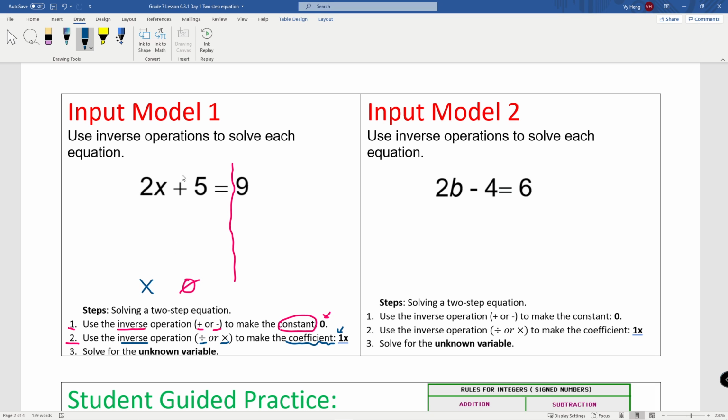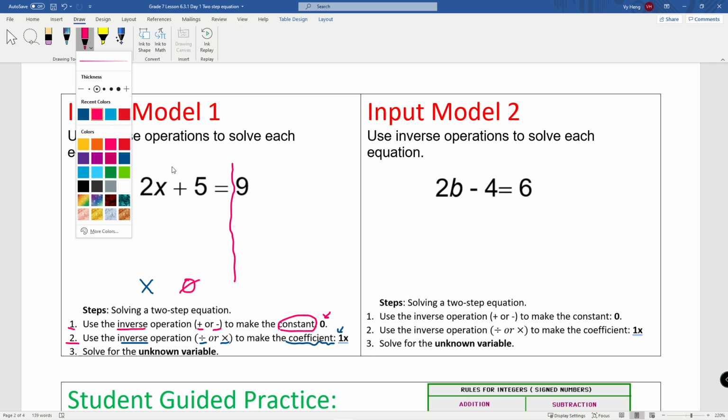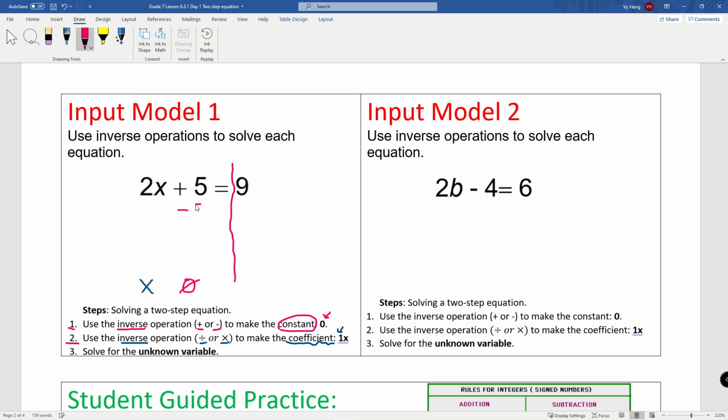Let's make it happen. So we're going to go ahead and subtract 5 because the inverse of a positive or a plus is a negative. But also if you want to make it a 0, you just subtract 5 from it, right? And if I do it to one side, I have to do it to the other side. So 9 minus 5 is going to give us what? 4. 5 minus 5 is going to give us 0. Okay. And then we just bring down the rest of the equation, the equal sign.